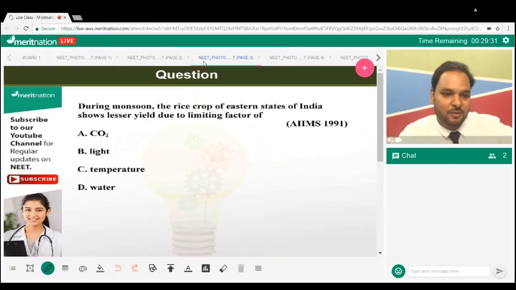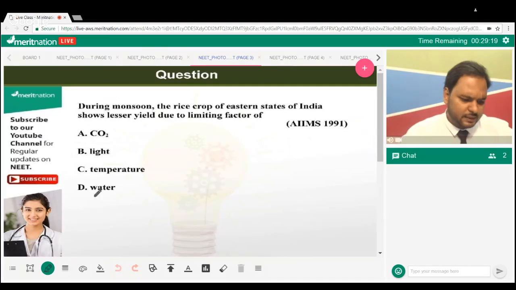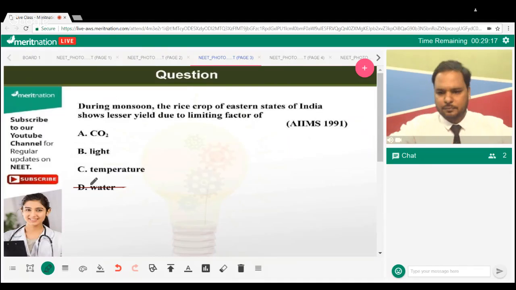This is a very beautiful question. If you understand the question, first of all, rice needs water, and if there is monsoon, there is plenty of it. There's no problem. So water is never an option here. And as you know, temperature again it requires, because it requires water, so temperature is also not a factor to think about here.